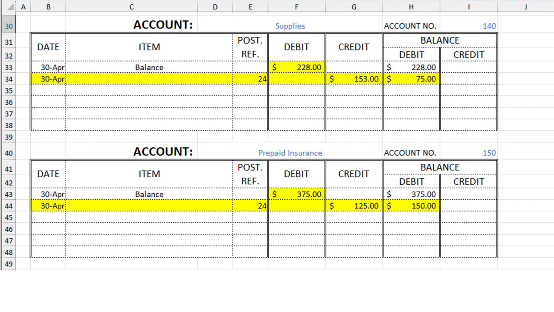On the next line, the supplies date is 30th of April and has a post reference of page 24 in the journal. The general ledger credit is $153 and the balance debit is $75.